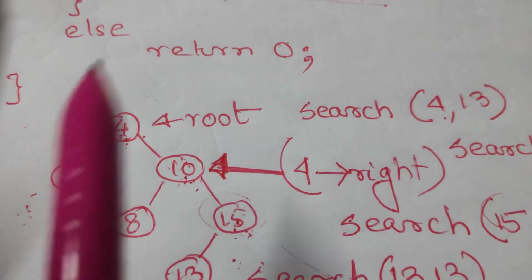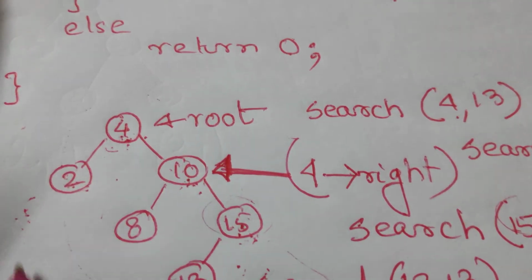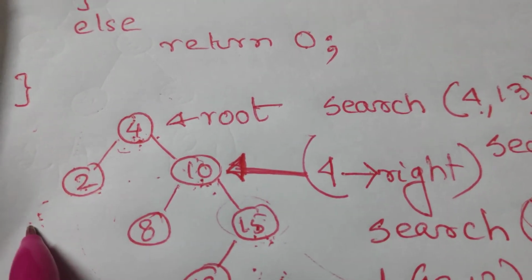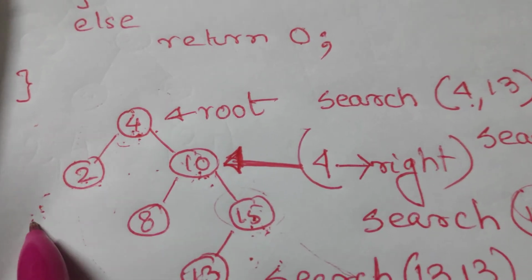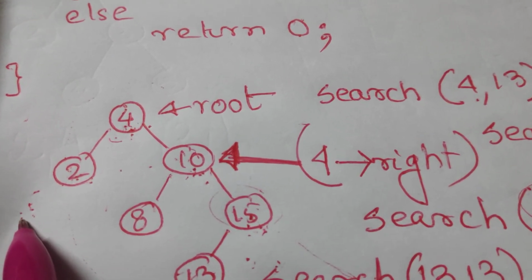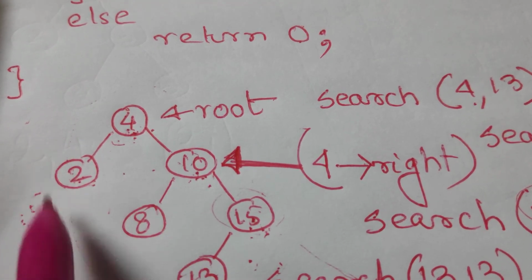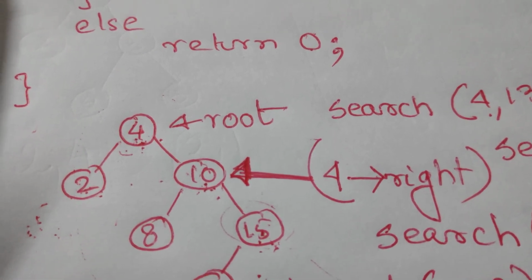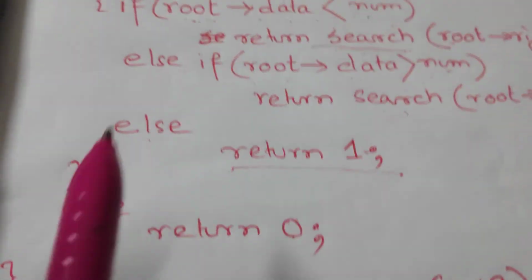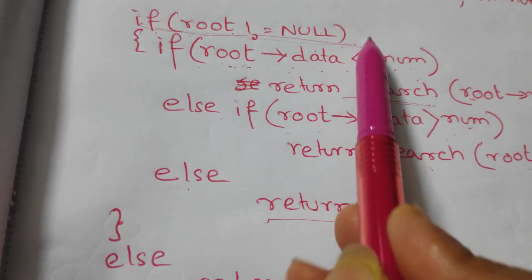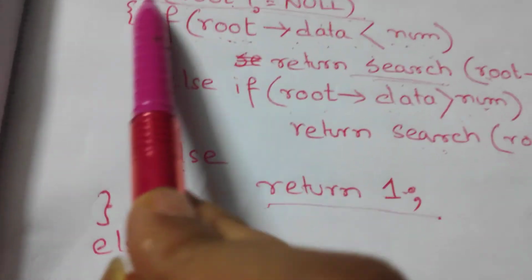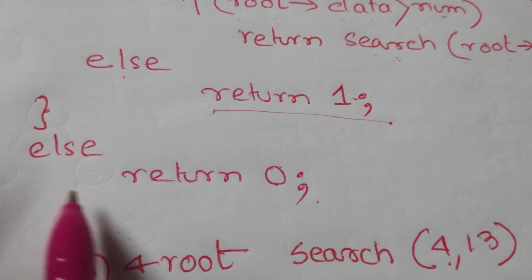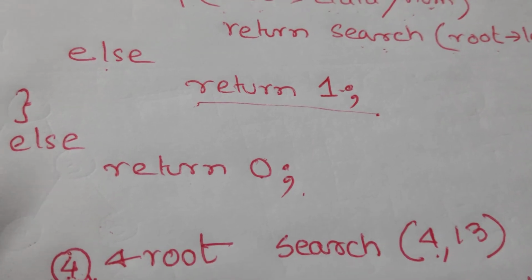Again, I am telling you. If 1 exists in this tree, 1 has to exist as the left child of 2. But left child of 2 is null. That means we have reached a point where 1 does not exist in this tree. So that is the reason, when the condition root not equals to null becomes false, we straight away come to the else part and we return a 0, indicating that the number has not been found.